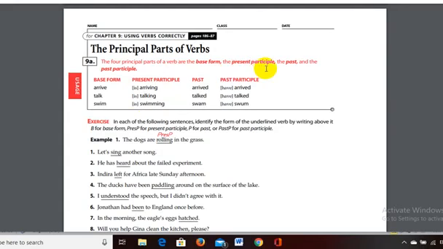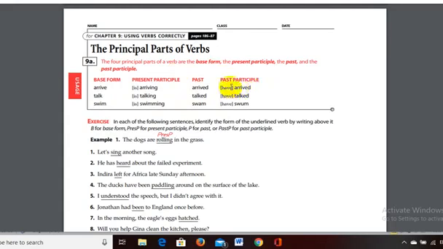Next, we have the past, okay? And the past form, usually we do what? We add ed, but some verbs can be irregular, like here swim became swam. But talk and arrive became what? Talked and arrived. And the last principal part of verb is the past participle.